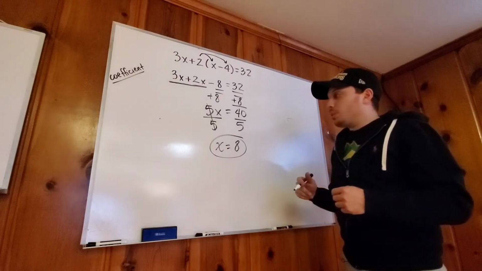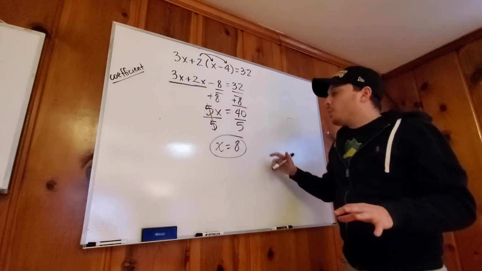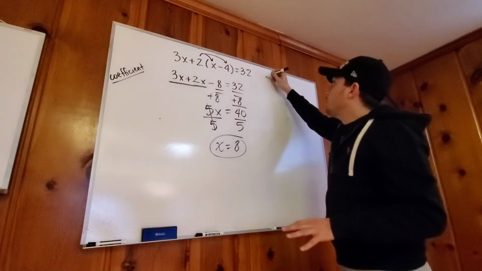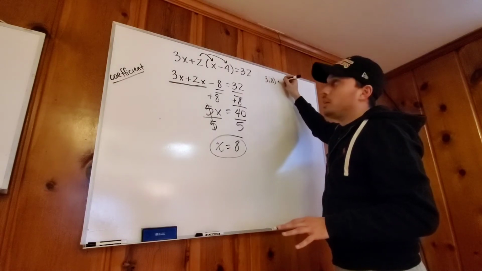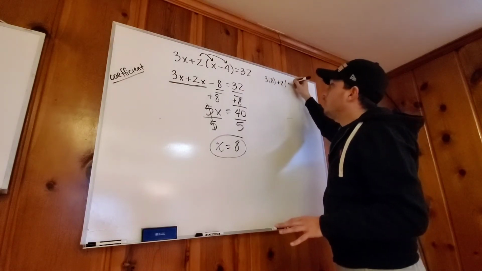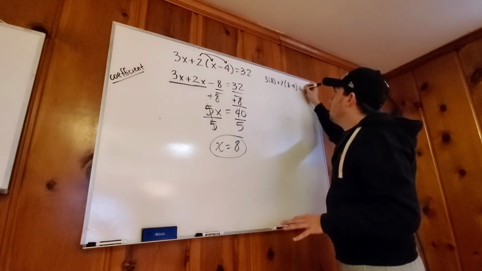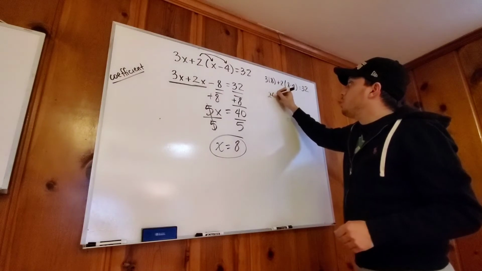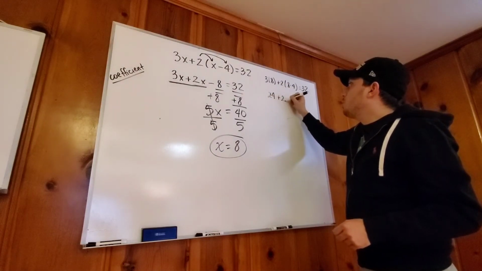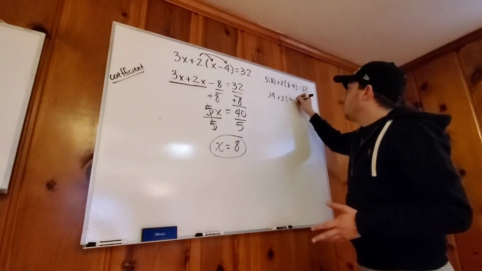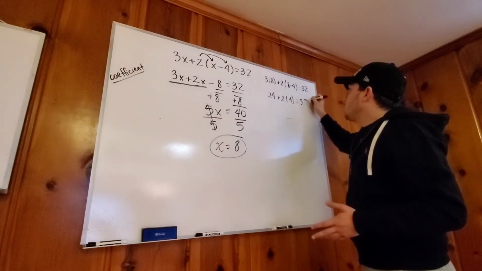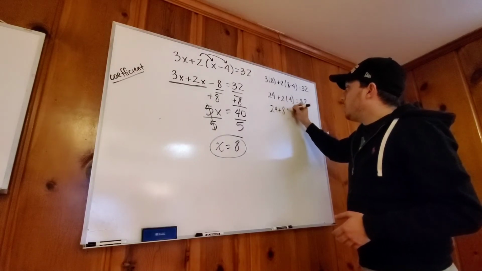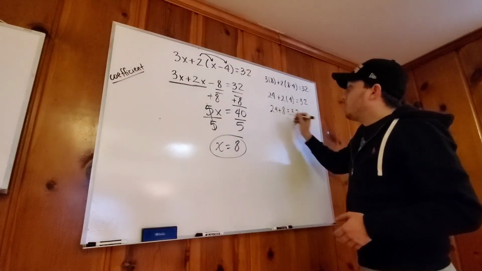So all the 3 examples that we just looked at, what we're going to do is put the 8 in here instead of the x. So I'm going to put 3 times 8 plus 2 times 8 minus 4 equals 32. And then you just multiply. 3 times 8 is going to be 24 plus 2 times 8 minus 4 is going to be 4 equals 32. And 2 times 4 is going to be 8.